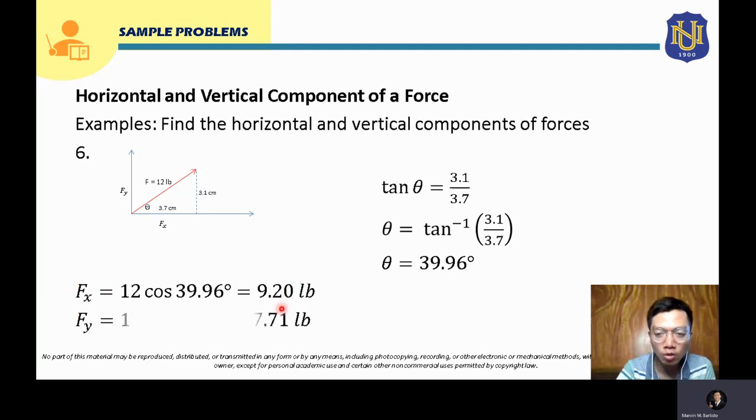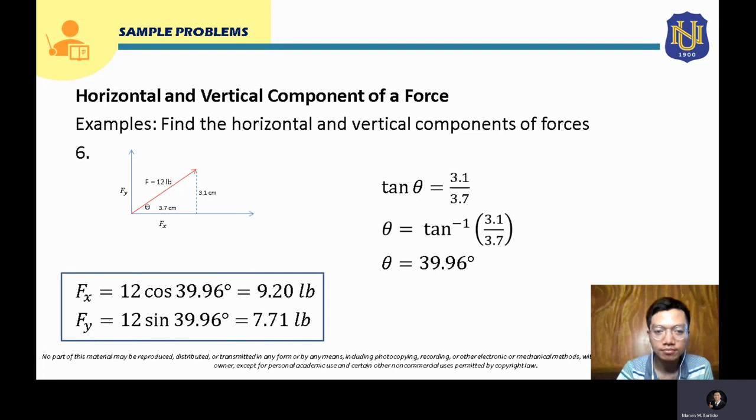Now for the vertical component, it will just be F times sine theta, wherein your F is 12 and your theta is 39.96 degrees. Inputting that in your calculator, that will be 12 sine 39.96 degrees, and it will give you 7.71 pounds. So these will now be the answers for this problem.